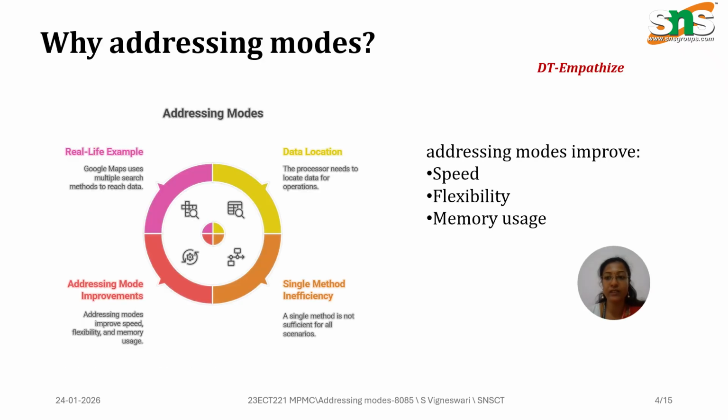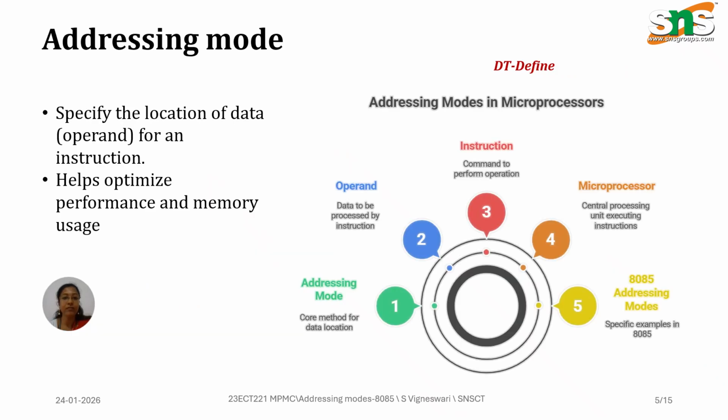And next comes addressing modes. An addressing mode specifies the location of the data or the operand for an instruction. It tells the processor where the operand is stored. By choosing the appropriate addressing mode, programs can be optimized for better performance and reduced memory access time. And we'll see the addressing modes in the microprocessor.